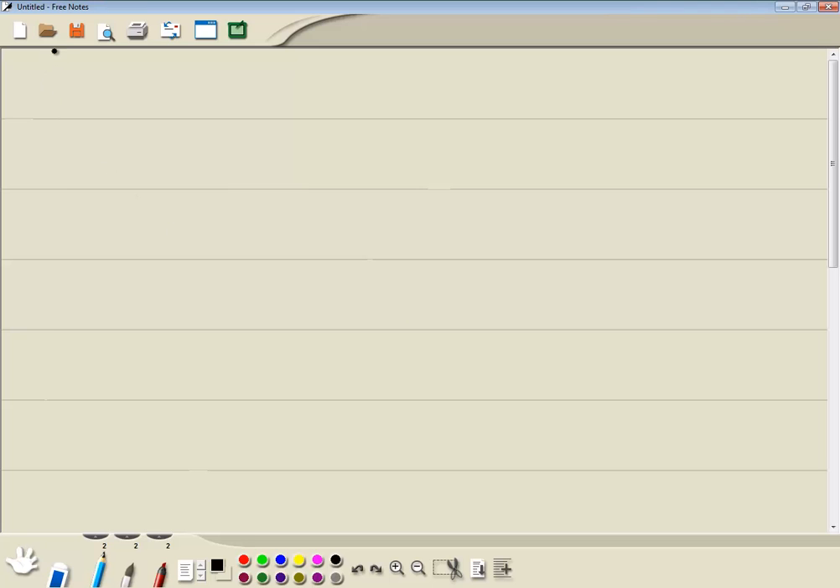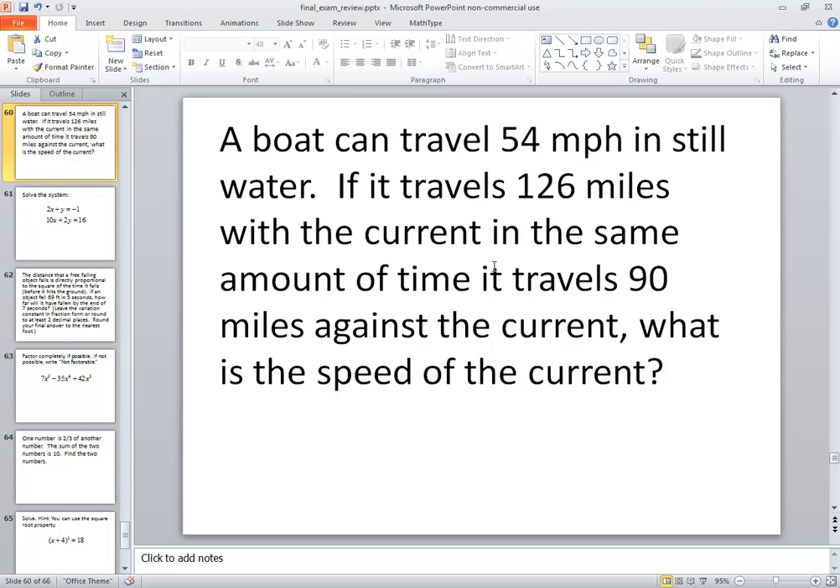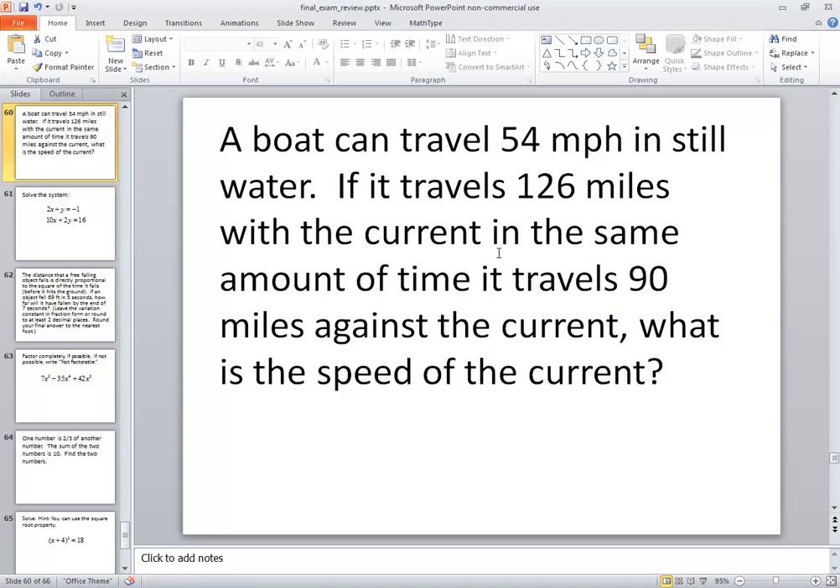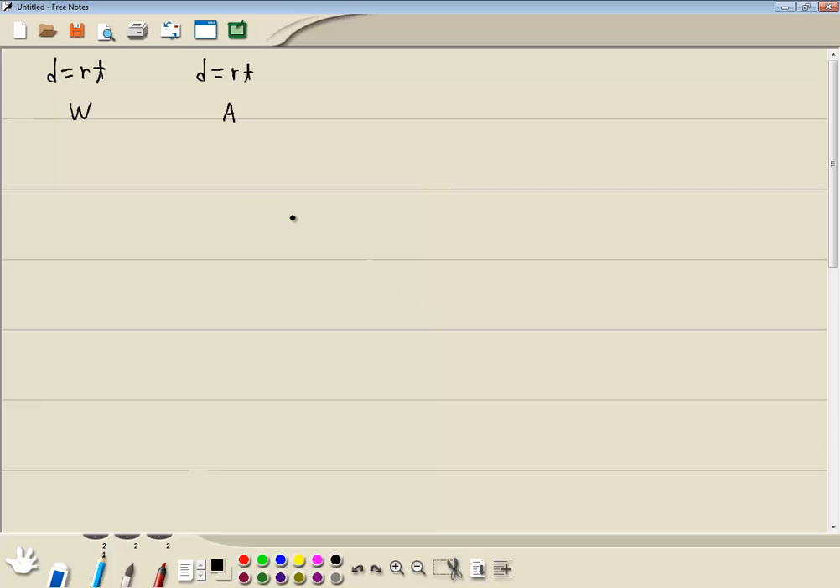Now our distance is equal to r times t, and we're talking about with the current and against. So I'll put W for with. Then the other one will also have its own d equals r times t, and that's against. I'll put A for against. And notice the wording: if it travels 126 miles with current in the same amount of time. So it's telling you t is the same.